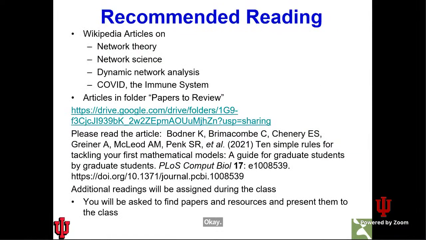Okay, I strongly recommend, as I said, a Wikipedia level understanding of the basics. There are good Wikipedia articles on network theory, network science, dynamical network analysis, COVID, the immune system. We created a folder called papers. It's actually not called papers to review, it's called papers. I have to look at the name. The title is slightly different. Papers review. It's in the student materials directory on Google Drive, so you'll find it.